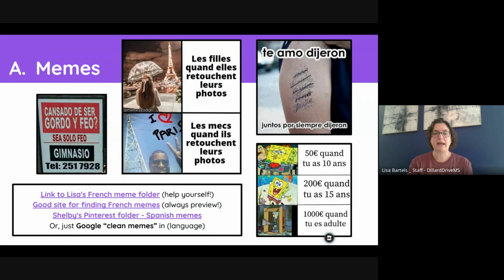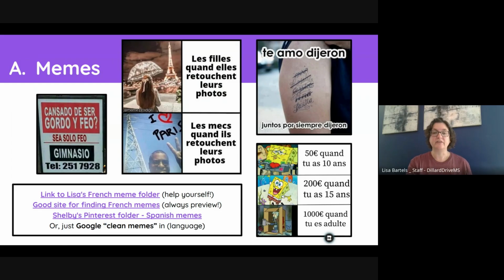Okay, vocabulary. A lot of this vocabulary the kids aren't going to have had. They'll probably have had fille, which means girls, and they're going to have elle. They can figure out photo because it's a cognate, and then retouche is also kind of a cognate. It kind of looks like retouch or edit. So usually even beginners will figure out this is girls when they edit their photos.